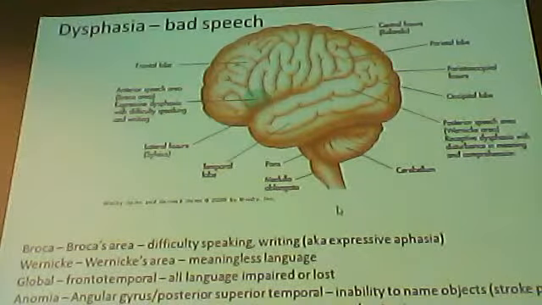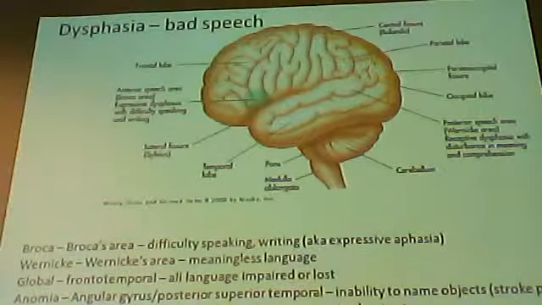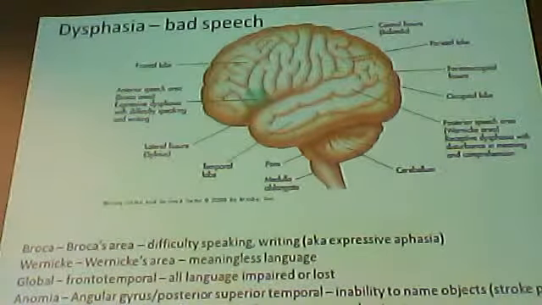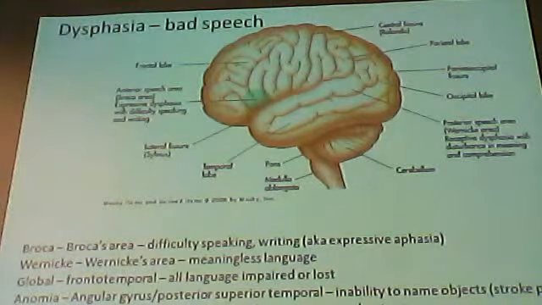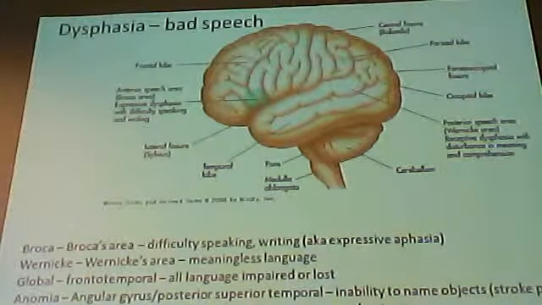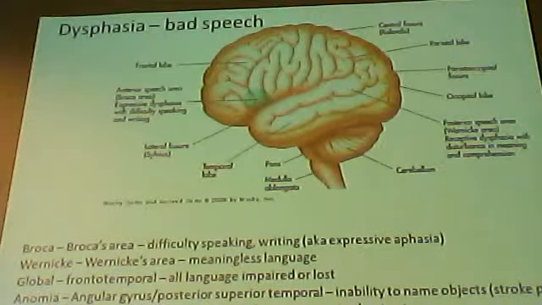Okay, here's something better. So dysphagia is like a problem with speech. So Broca's area is responsible for the muscle coordination involved in speech. If you affect Broca's area, you have difficulty speaking and writing. It's the actual movements associated with communication.